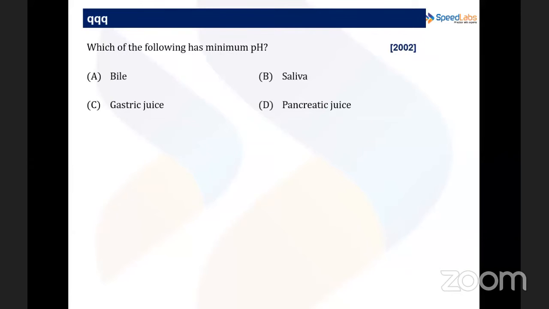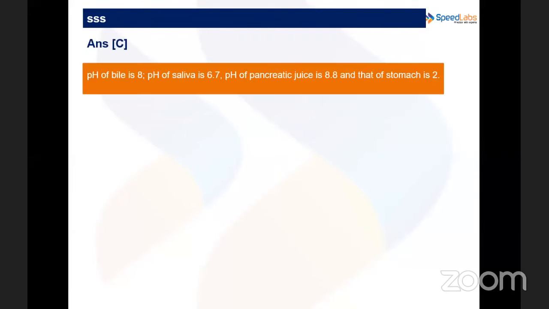Next question is, which of the following has minimum pH? Option A, bile. Option B, saliva. Option C, gastric juice. Option D, pancreatic juice. So the answer to this question is option C, gastric juice.